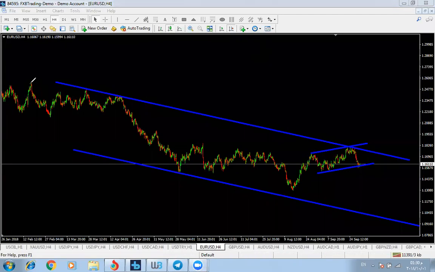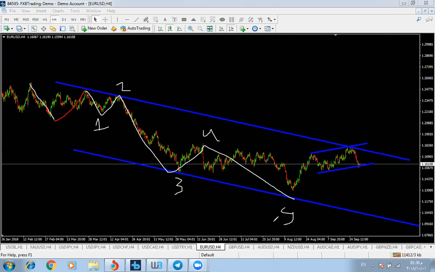This is wave 1. This is wave 2. This is one of the 3, 2, 3, 4, 5. So let me show you wave 3. 1, 2, 3. This is 4, and this is 5 for wave 3.